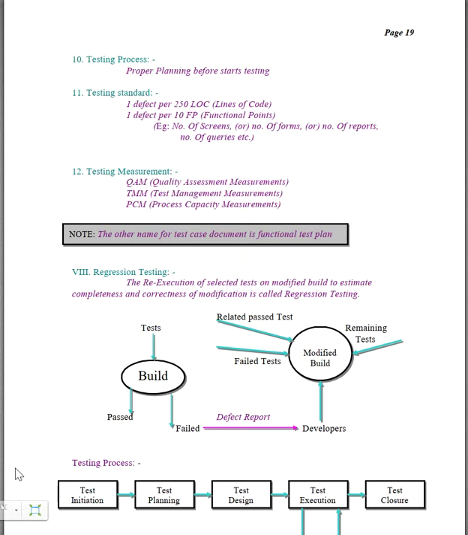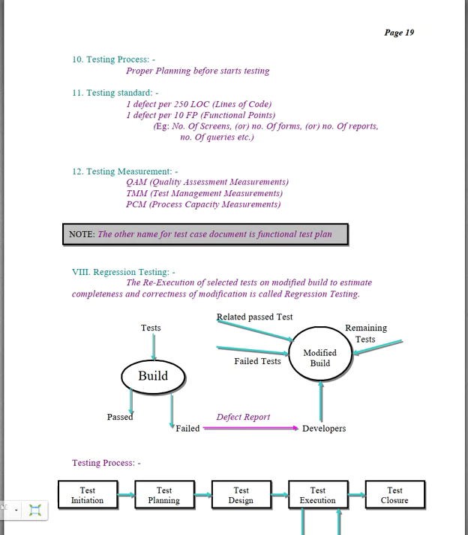Then testing process is the proper planning before the testing is started. Then some of the testing standards, like lines of code, the function points, etc. And what are the testing measurements? We talk about three: quality assessment measurement, testing management measurement, and process capacity measurements.